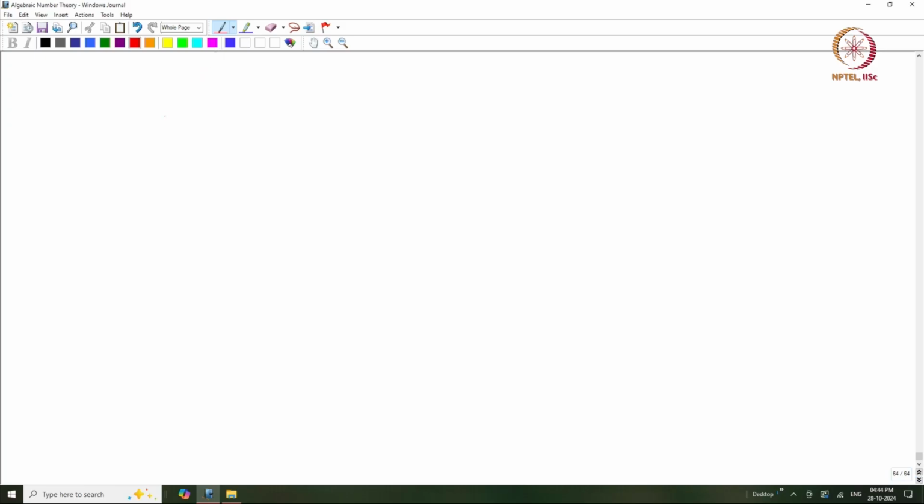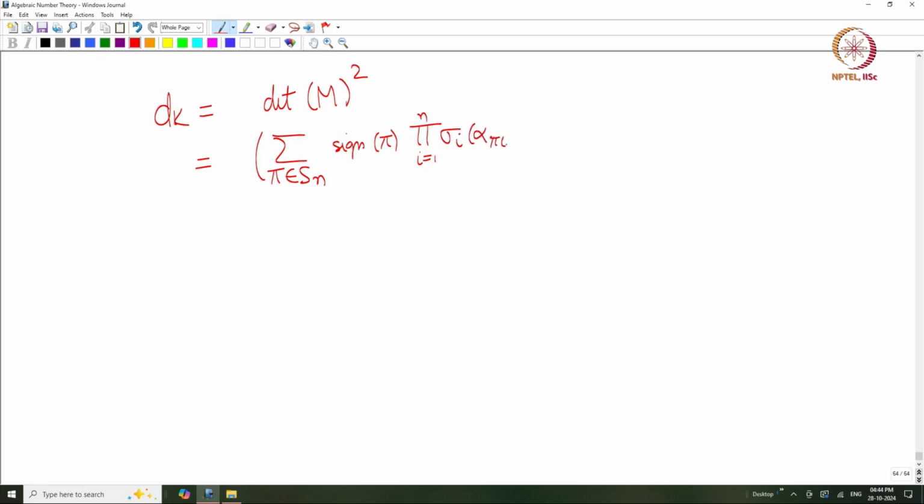So, what is dK? Recall, it is the determinant of M squared, which is written as the summation over pi belonging to the symmetric group on n symbols. So, Sn is the symmetric group on 1 up to n, and pi is an element of that, and that is exactly how the determinant is defined: sign times the product i going from 1 to n of sigma_i alpha_pi(i). That is how the determinant of M is, and then you take the square. So, it is a square of something, but that something is not necessarily an integer.